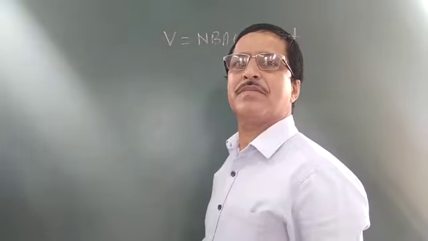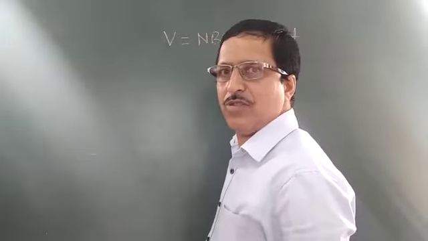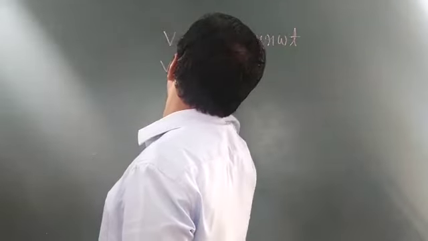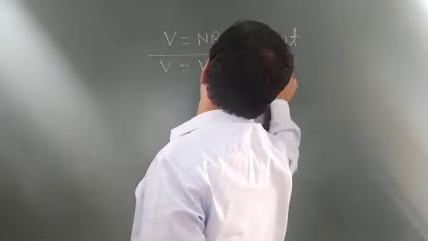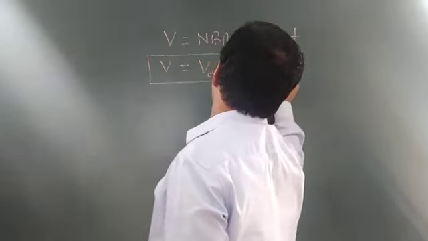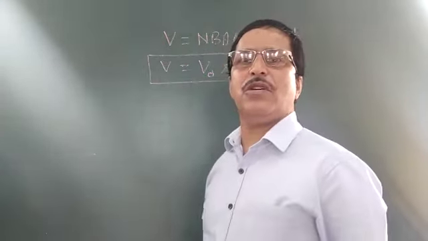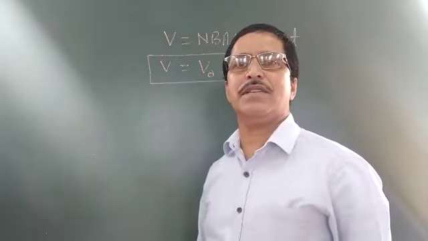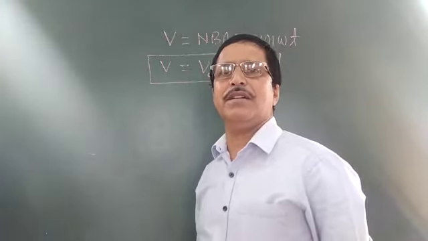If sin omega t is 1, maximum, then V will be equal to NBA omega, which will be the maximum value of V. So we can write this equation as V equal to V0 sin omega t. This is the equation for the alternating voltage, where V0 is called the peak value of the voltage. That is the maximum value of the voltage that is induced in the circuit due to the rotation of the coil in the magnetic field.